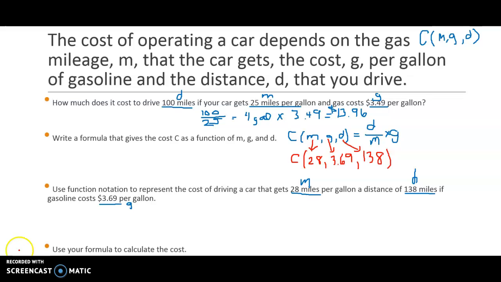So my final question is to use my formula to calculate the cost. So I take these values that I have, D of 138, divided by M, and M is 28, and then multiplying that by G of 3.69. Now I go to my calculator and do that calculation, and so I get that the value for this, I'll put it down here where I have some more room, is equal to $18.19.